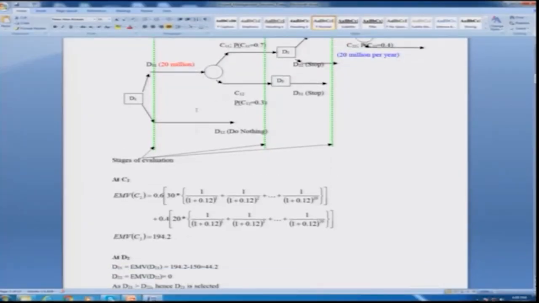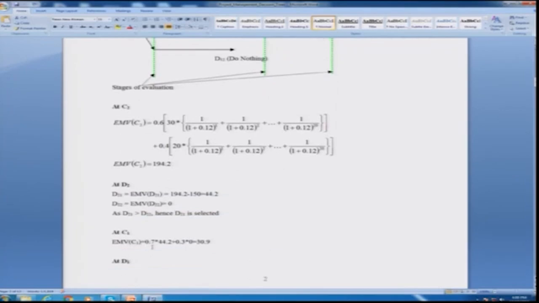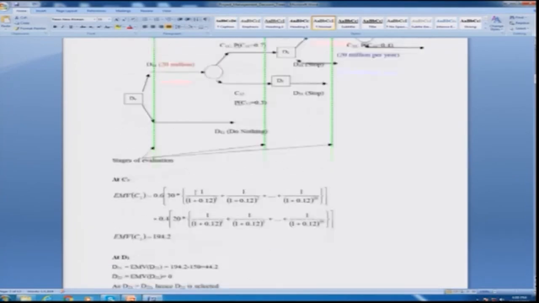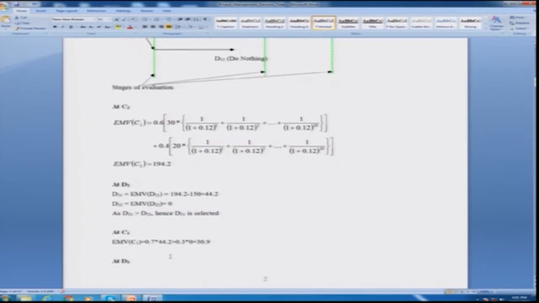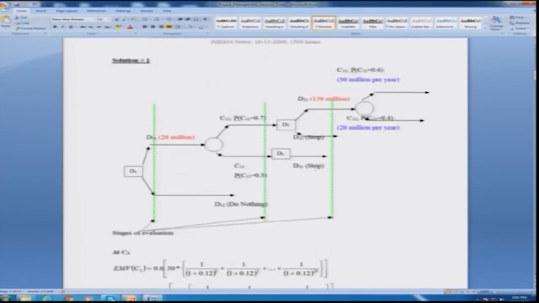Now, similarly at the point of C1, what I will do is like this. This 44.2 is already the value which is positive here. So, what I will try to find out is whether the probability multiplied by 44.2 and the value where I am not taking a decision, whether that is positive or negative in the overall expected value sense. Similarly, it is 70% or 0.7 into 44.2 plus 30% into 0, because why is it 0? Because there is no cost involved. I am just skipping up and down the slide, but please bear with me.